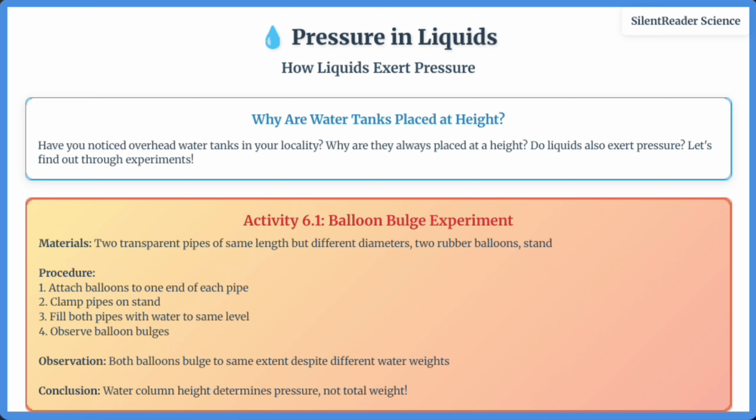Both balloons bulge equally when filled to the same height, proving that pressure depends on water column height. In Activity 6.2, we make holes around a water bottle and see water flowing out equally in all directions, showing that liquids exert pressure in all directions. This explains why dams have broader bases, to withstand the higher water pressure at the bottom. The horizontal pressure near the bottom of a dam is very large, requiring strong, wide foundations. Understanding liquid pressure helps engineers design better water systems and structures.